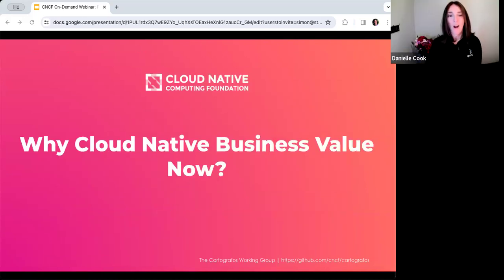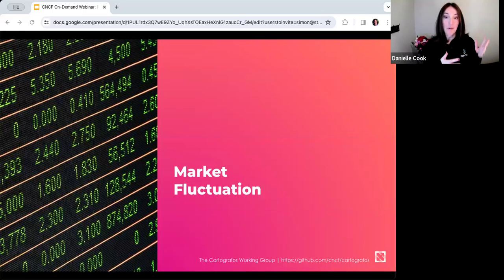Awesome. So why cloud-native business value now? First, we're going to go through a few reasons why. There are many reasons, but we're calling out three of them. First, market fluctuation. We all know that the tech market has been volatile over the last few years. We've had a burst of jobs on the scene, and now we see a lot of organizations that are right-sizing. The reason is these organizations need to be profitable. So they're cutting expenses, they're cutting people, they're cutting cloud. But it means that it's so important for all of us to be demonstrating the value of cloud native now, because it impacts the bottom line.